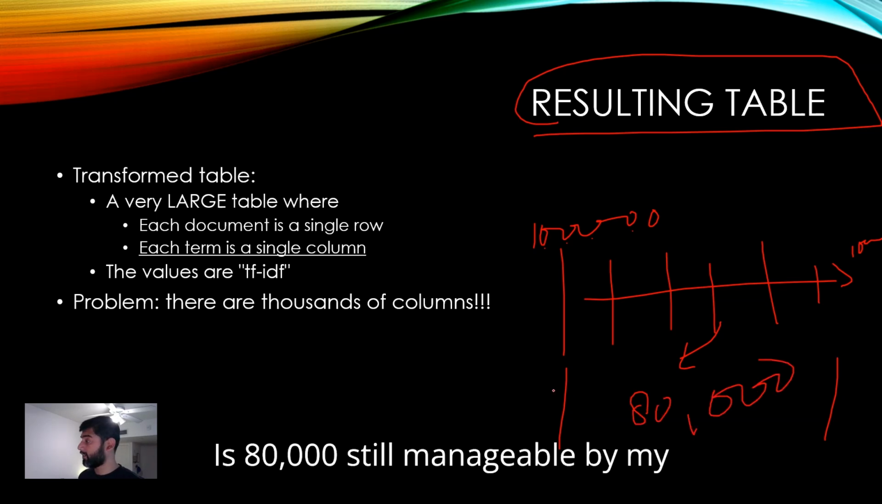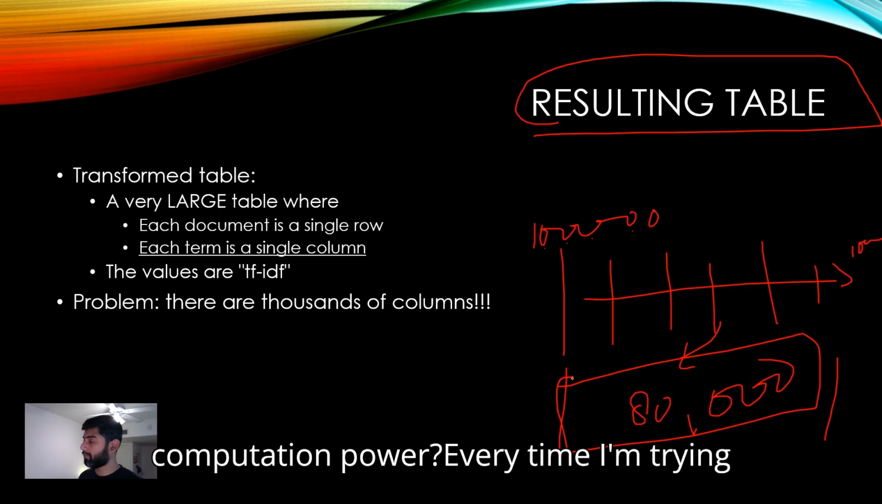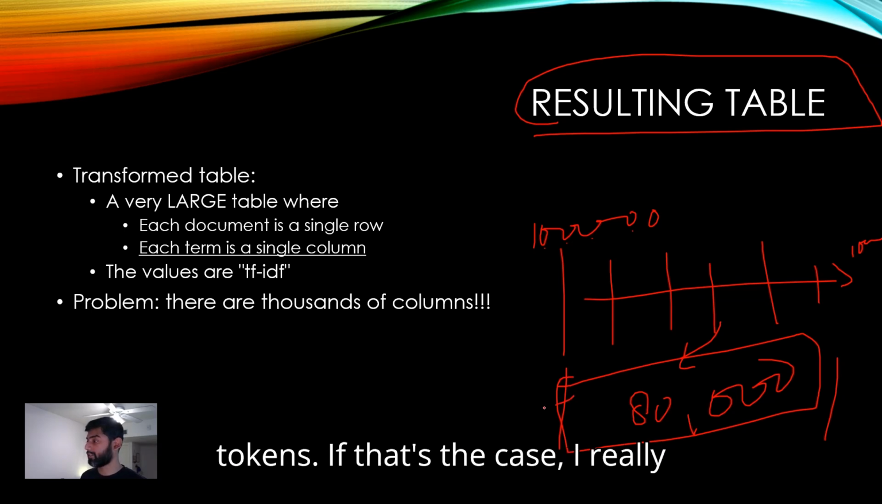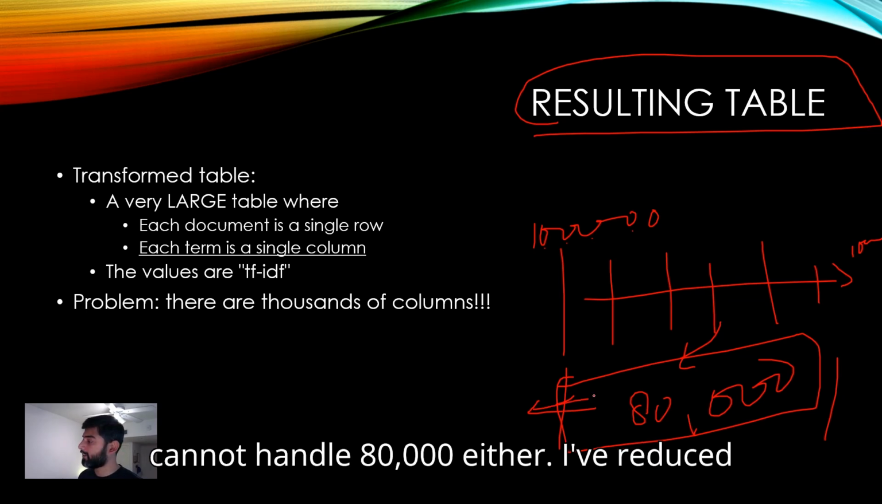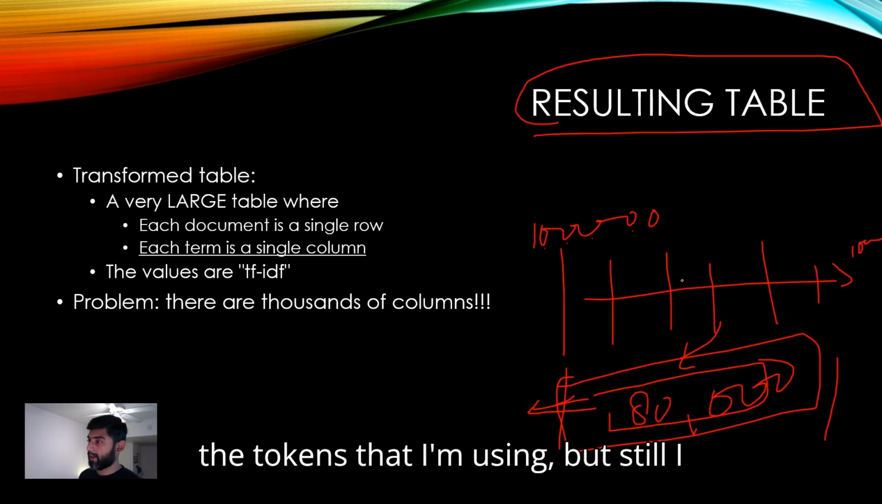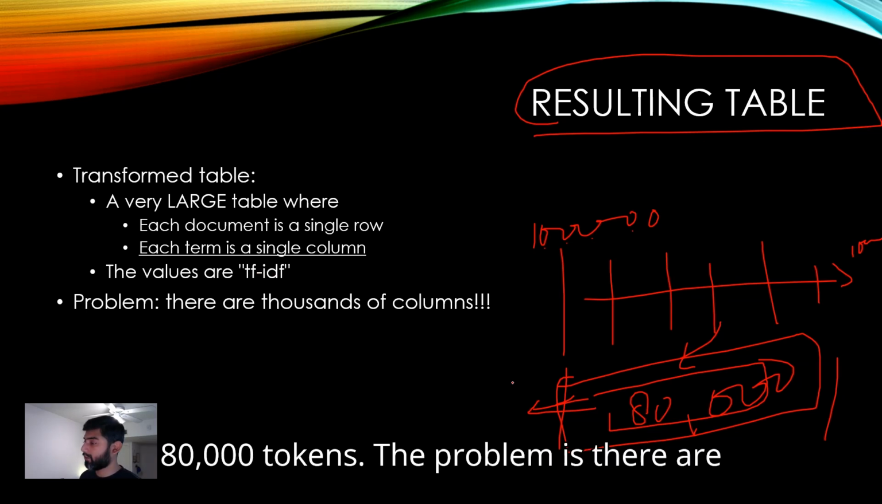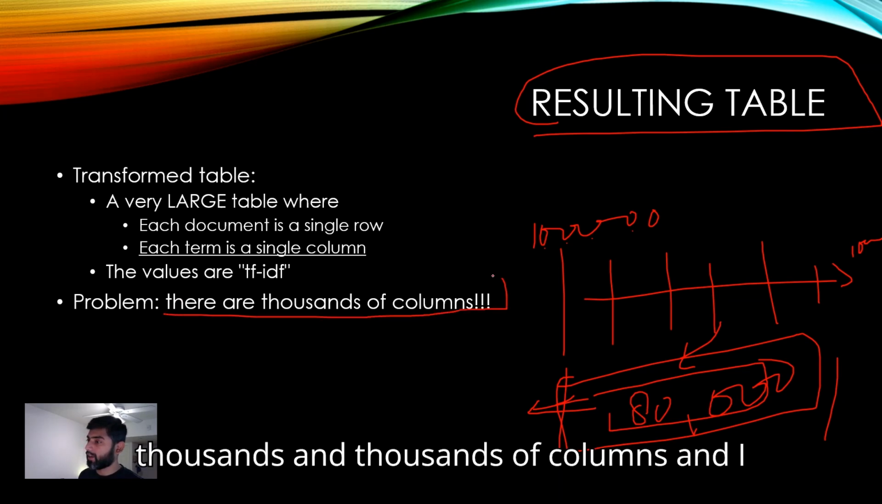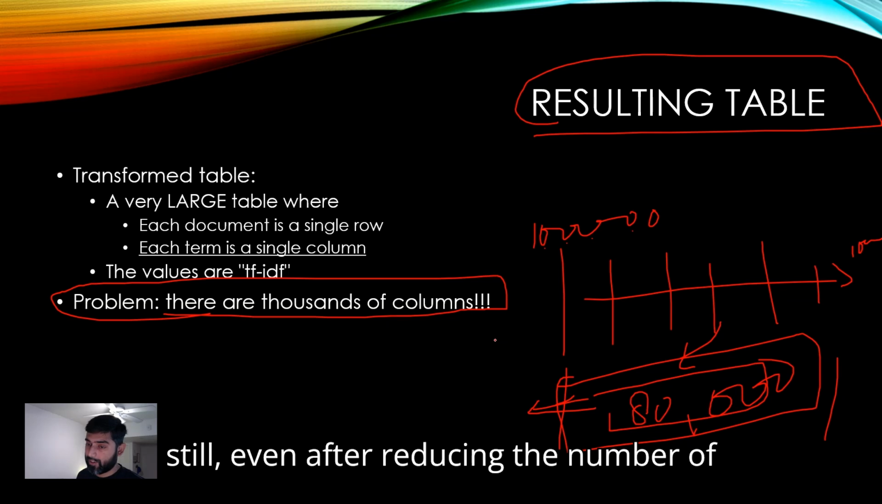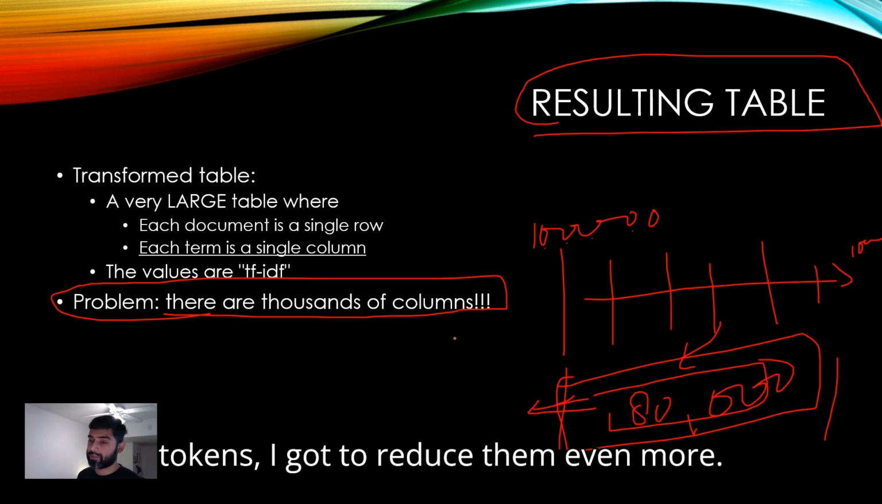Is 80,000 still manageable by my computation power? Every time I'm trying to use ChatGPT, I'm using this kind of tokens. If that's the case, I really cannot handle 80,000 either. I've reduced the tokens that I'm using, but I still need to do something more about these 80,000 tokens. Problem is there are thousands and thousands of columns, and even after reducing the number of tokens, I've got to reduce them even more.